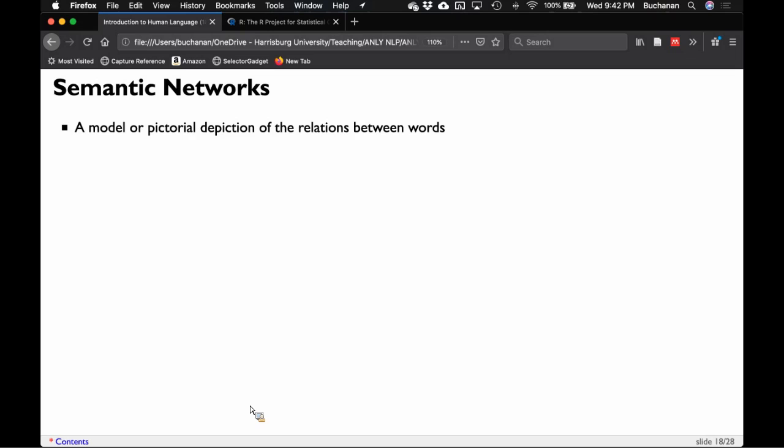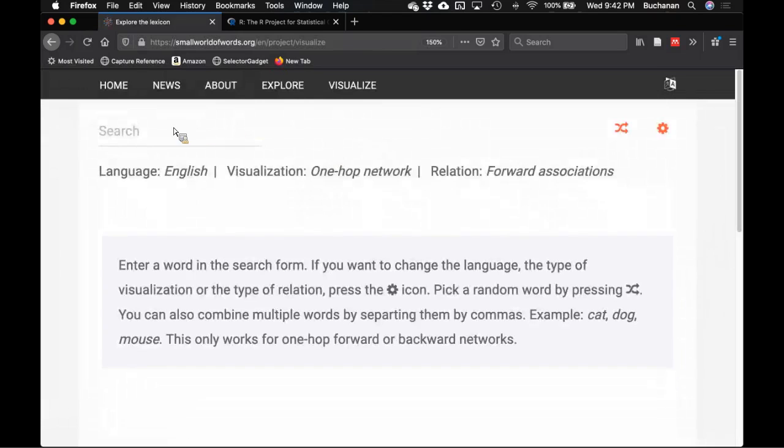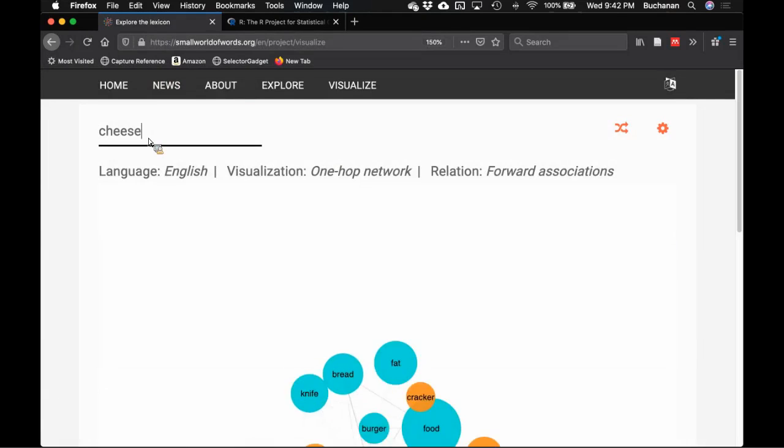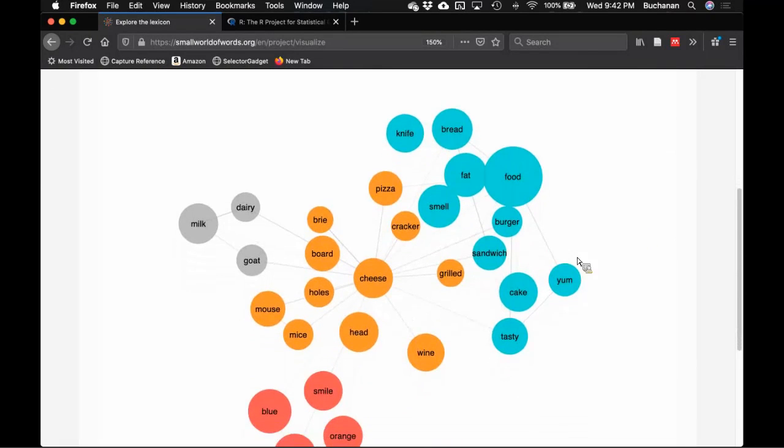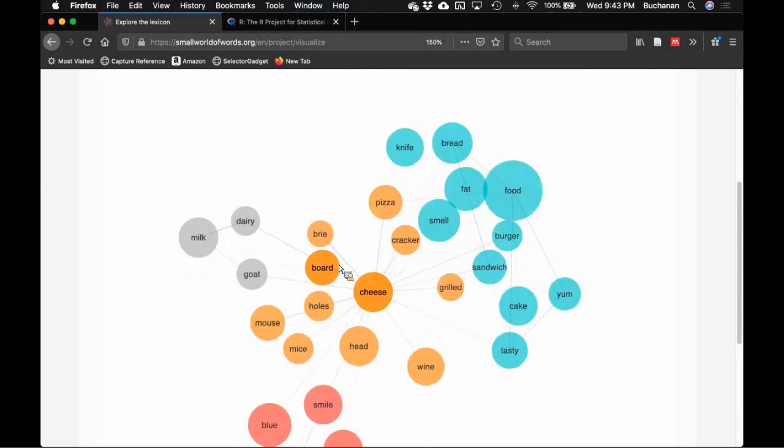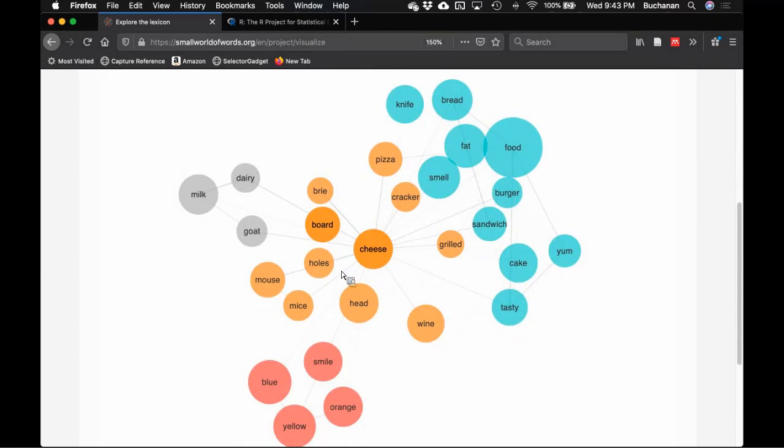All right. So at the end of the semester, you'll be able to build a semantic network model or create some cool pictures of the relationship between words. And then you can look at one of my favorite websites, The Small World of Words. We're going to look at my favorite word, which is cheese. So these are all what are called a one-hop network, words that are all related to cheese by association, meaning if I said cheese, what's the first word that comes to mind?